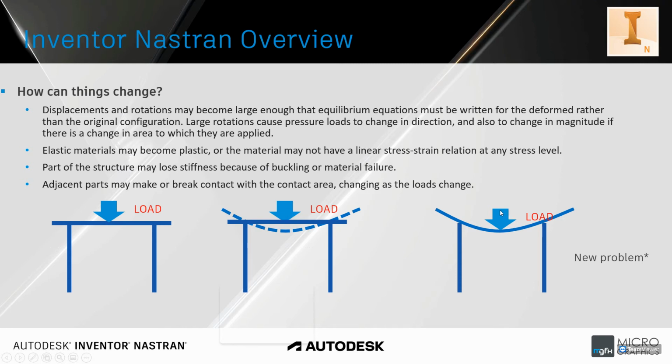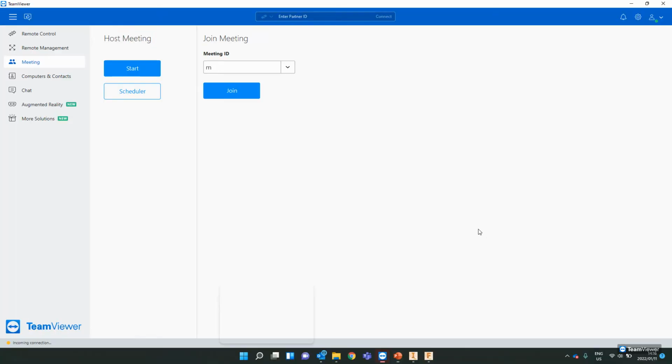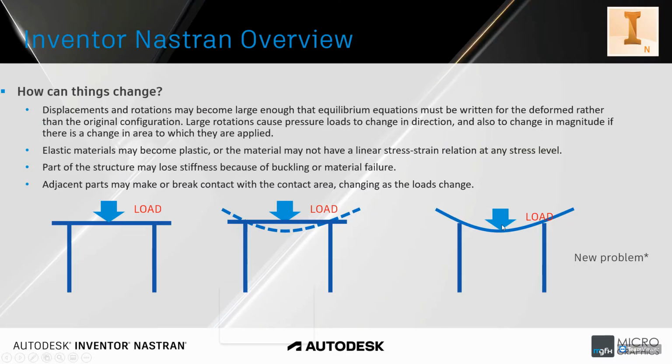So basically, if you consider this example, the load has now changed how it's acting. You can see now the load is affecting these uprights in different ways. It may be pushing or pulling upwards depending on how it's joined to those ends there. So it can be quite tricky. Large rotations cause pressure loads to change direction and also to change in magnitude. That's correct. So we will find a direction and magnitude change at the contact areas.